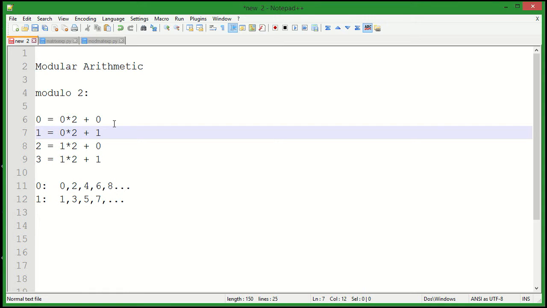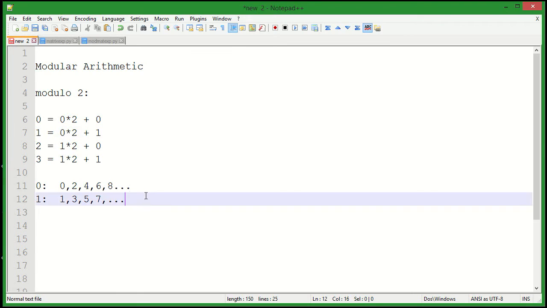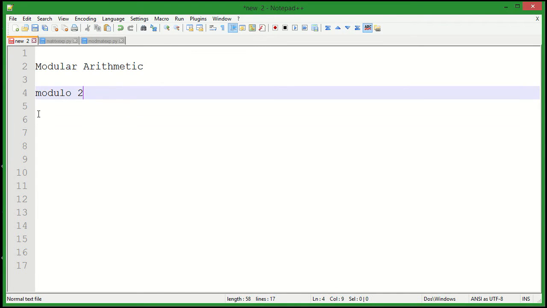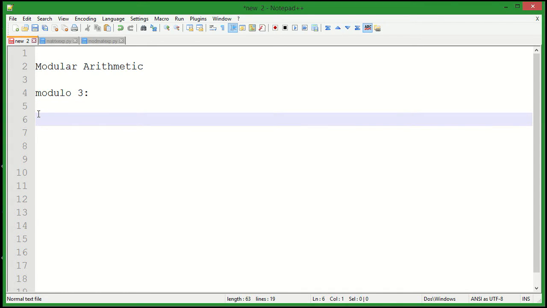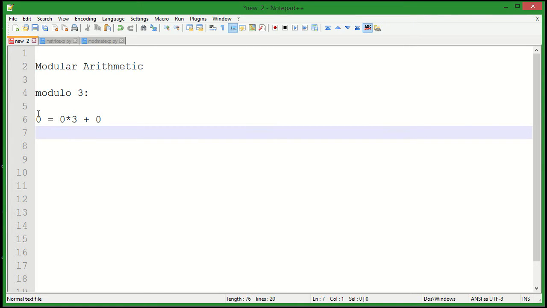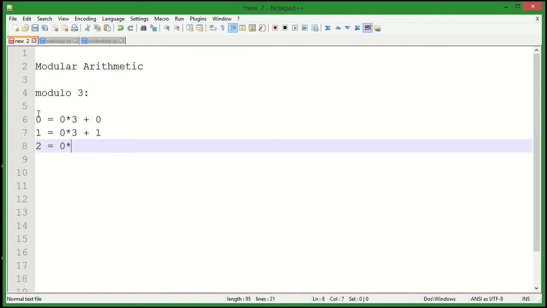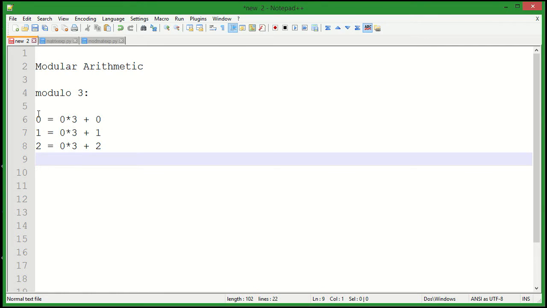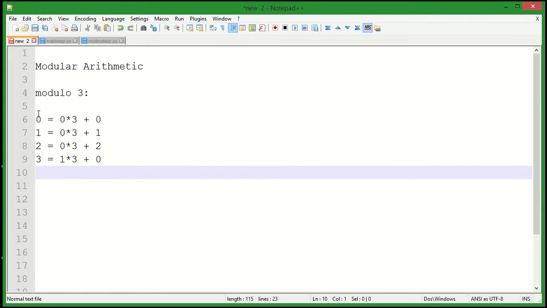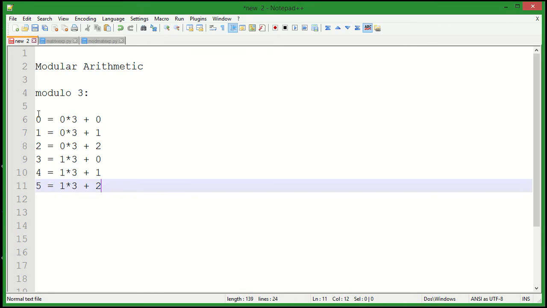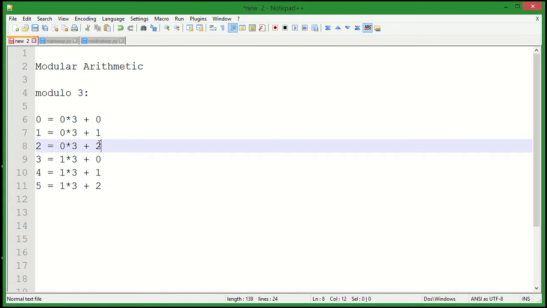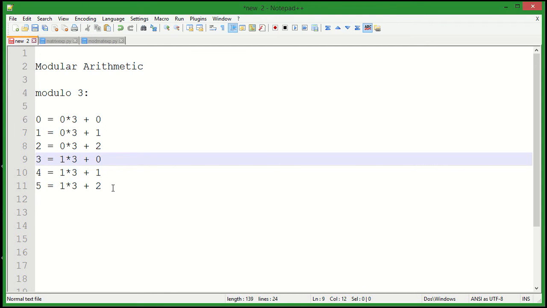Most people are very familiar with even and odd numbers, but they aren't familiar with the fact that we can do this with other numbers besides 2. For instance, let's look at things modulo 3. 0 is going to equal 0 3's plus a remainder of 0. 1 is going to equal 0 3's plus a remainder of 1. 2 is going to equal 0 3's plus a remainder of 2. 3 is going to equal 1 3 plus a remainder of 0. 4 is equal to 1 3 plus a remainder of 1. And 5 is equal to 1 3 plus a remainder of 2. And so on. So now we have 3 different types of numbers because we have 3 different remainders that they give.